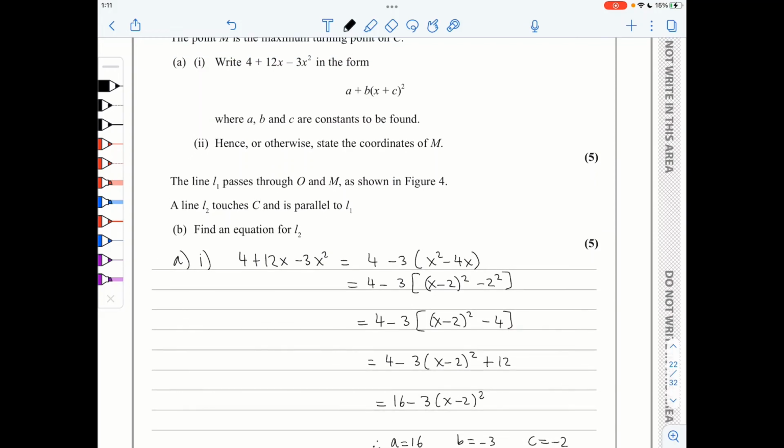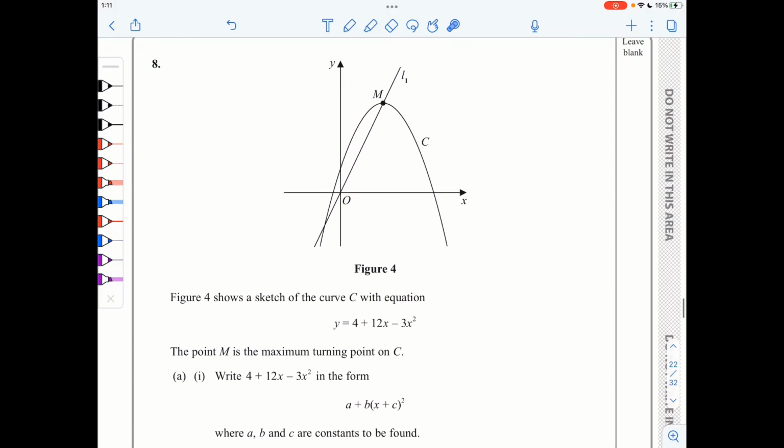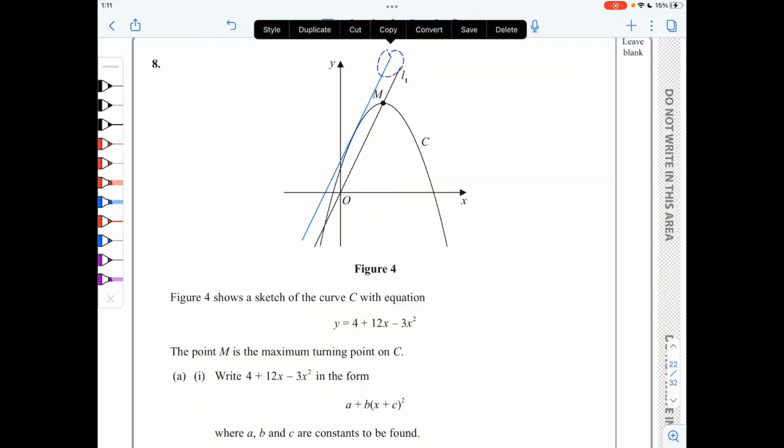The line L1 now passes through O and M as shown. A second line L2 touches C and is parallel to L1, and we need to find an equation for L2. So what's happening here is that we've got another line L2 which is parallel to L1 and just touches the curve, so it's tangential. So this is L2 here. The two lines are parallel, so they share the same gradient.